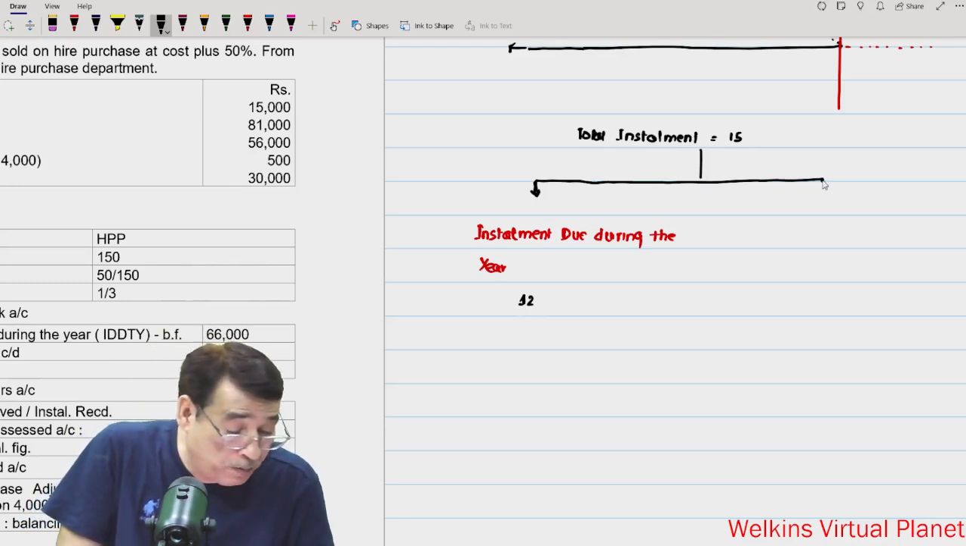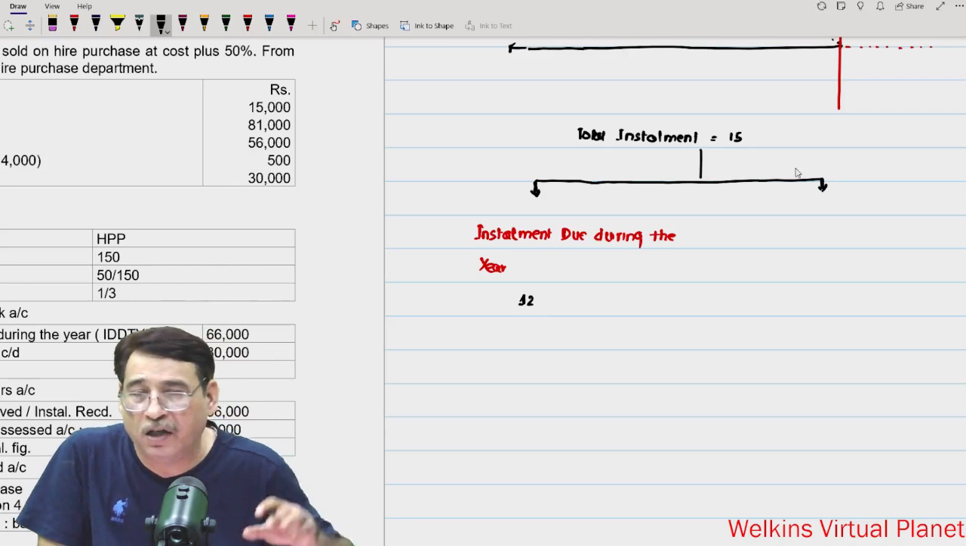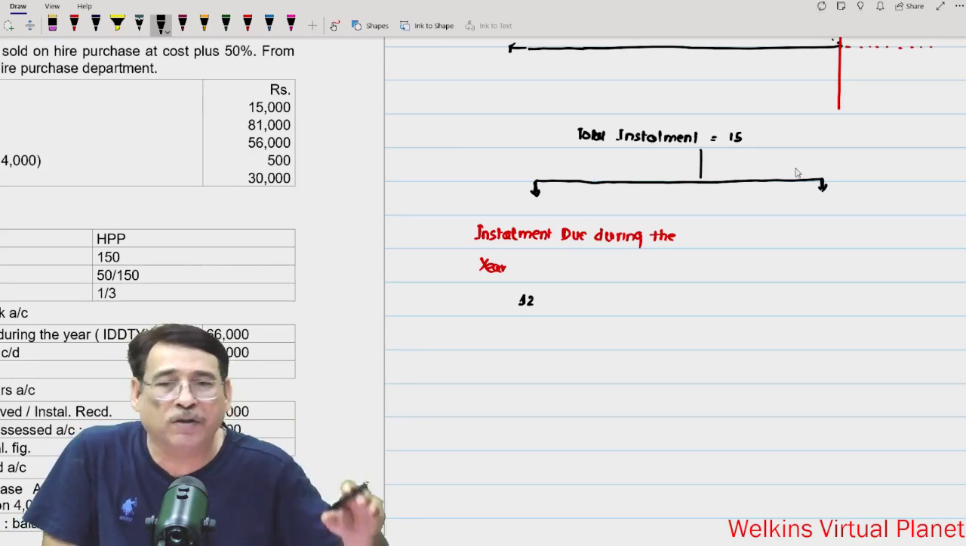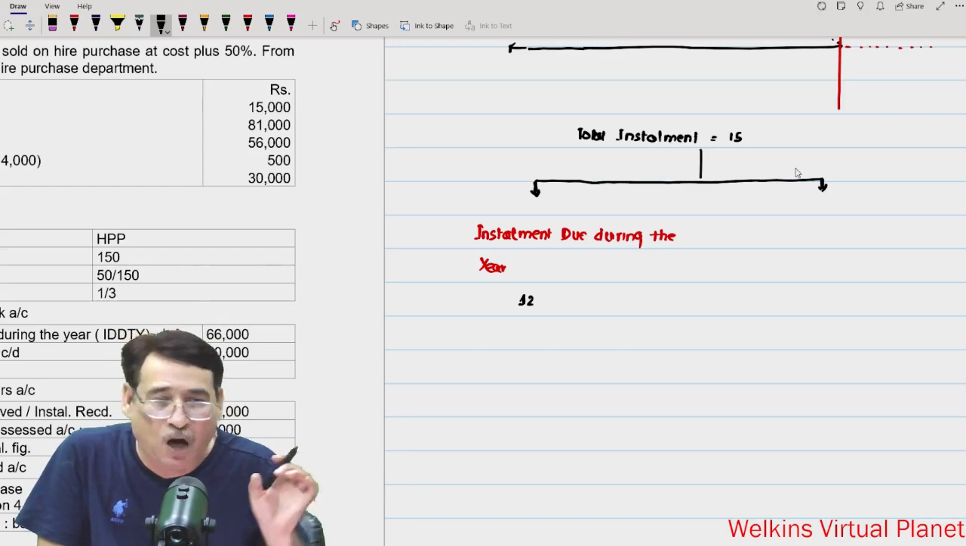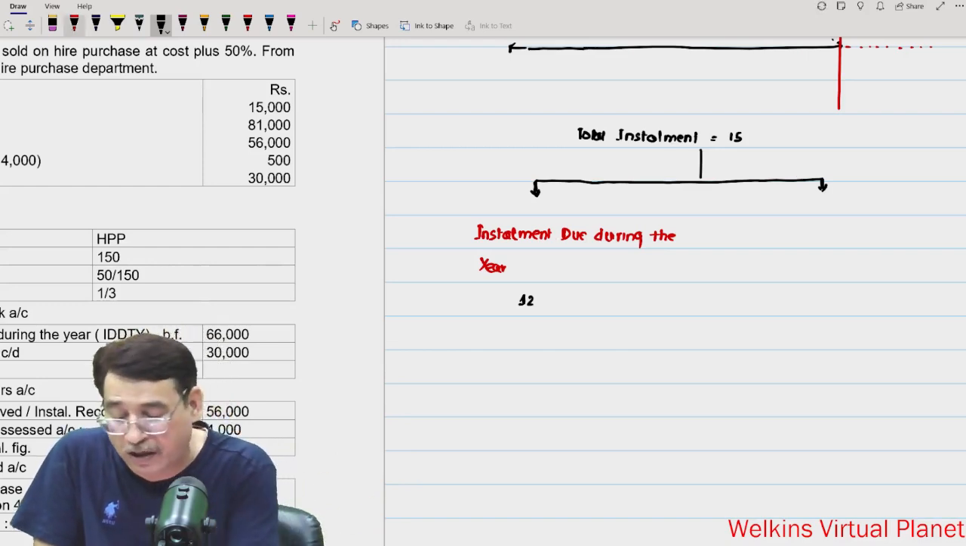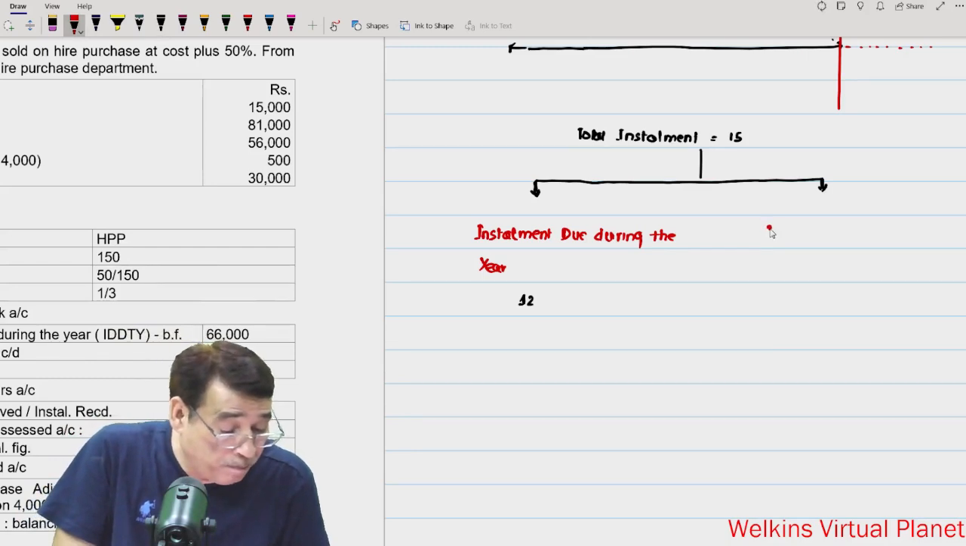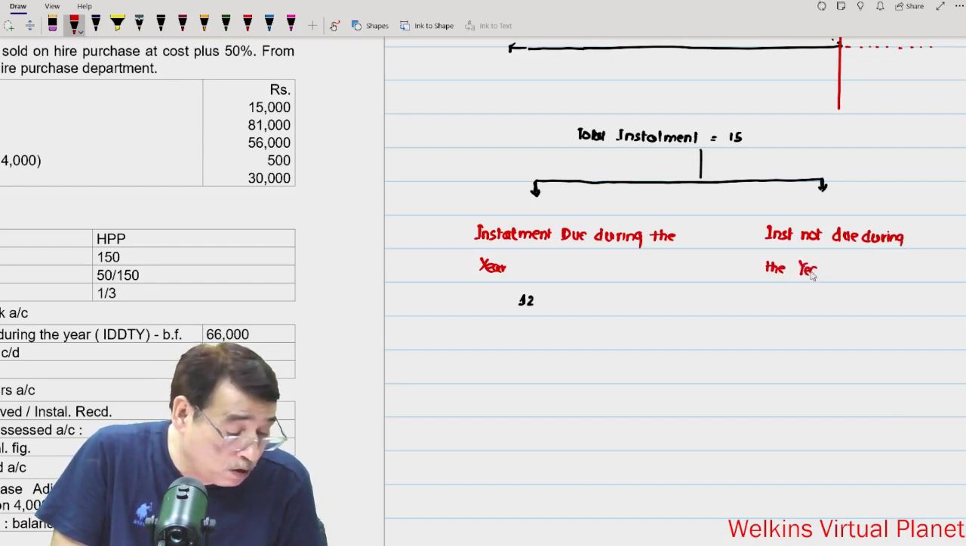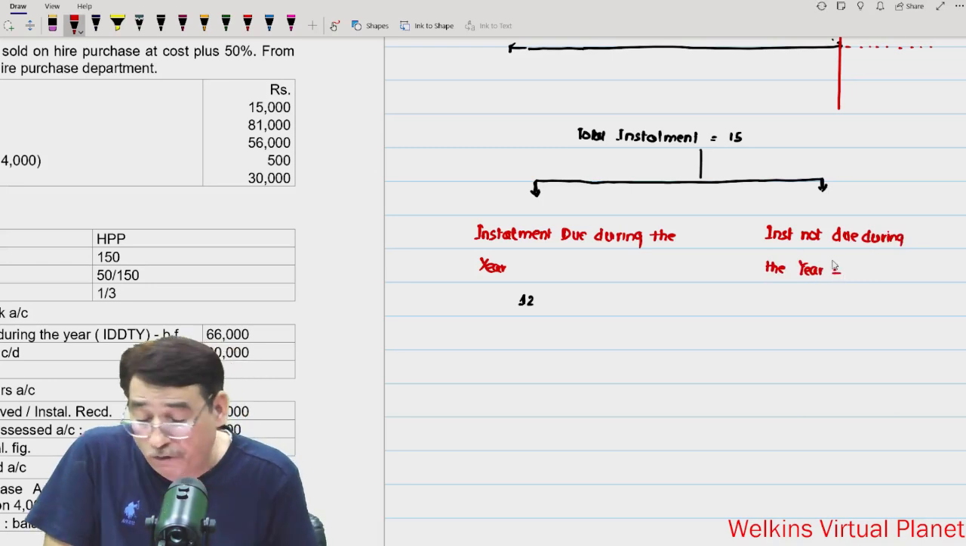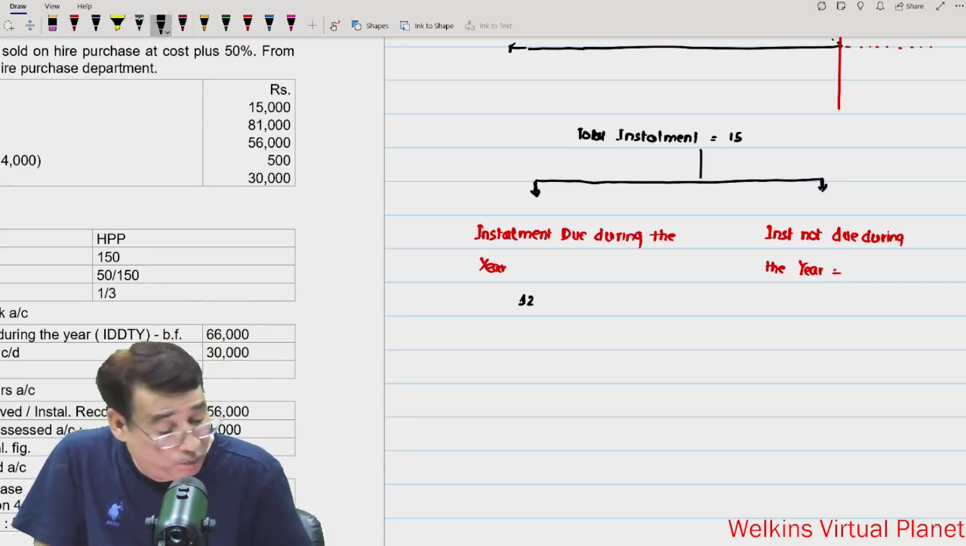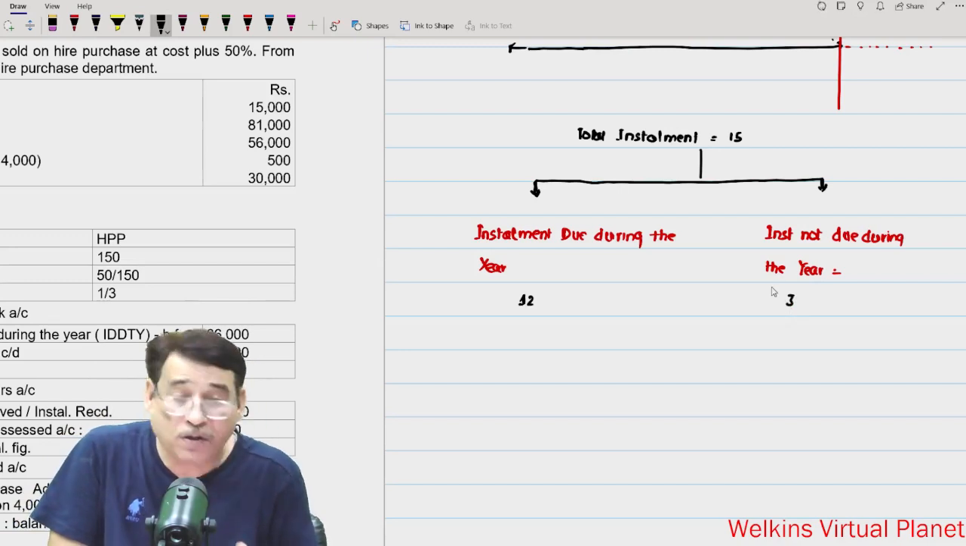Indirectly, it also means by the end of the current year, 3 installments will not become due, because 3 installments will fall in the next year. So out of 15, 12 will become due in the current year, but at the same time, installment not due during the year, pay attention, not due during the year, will be equal to how much? Will be equal to 3. Is it clear to you or not?